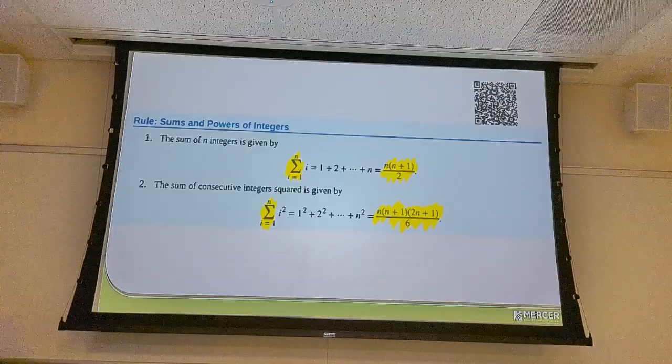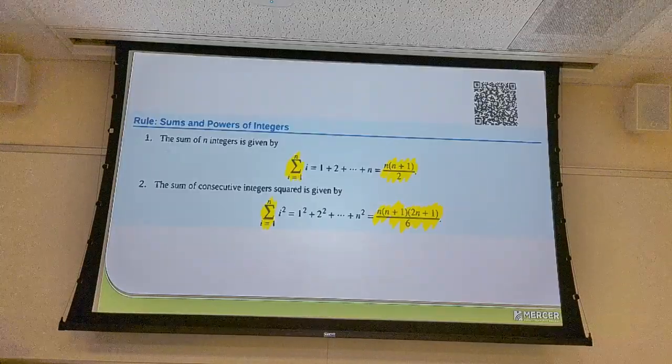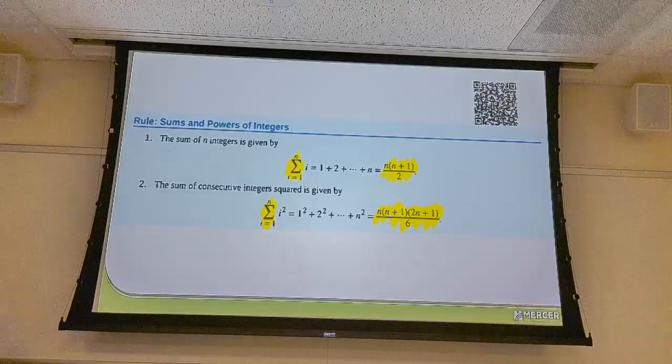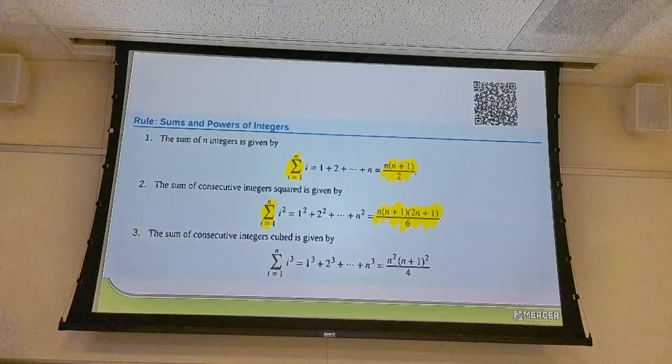Okay. That is the next one. The sum of the first n cubes is n squared times n plus 1 squared, all over 4.